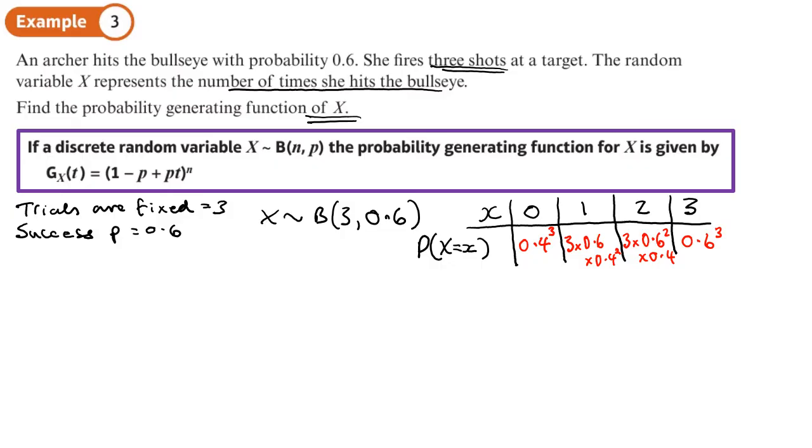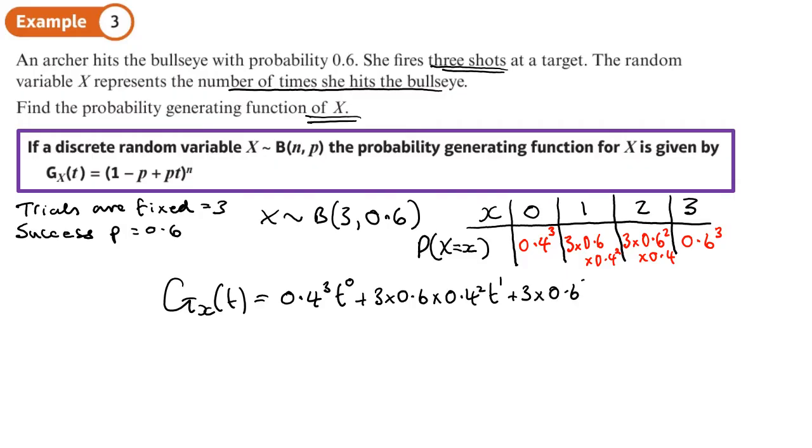So let's write it out in full first. Our generating function is going to be 0.4 cubed times t to the power 0, or just a number, plus 3 times 0.6 times 0.4 squared t to the power 1, plus 3 times 0.6 squared times 0.4 t squared, plus 0.6 cubed t cubed.